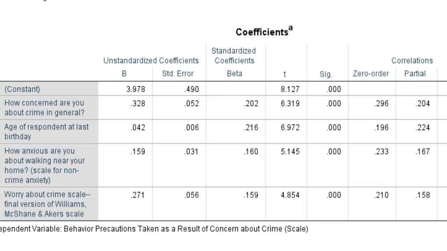So both in terms of the partial correlation squared and the beta coefficient, age, then concern about crime, then general anxiety, then worry about crime are the best predictors. All are significant and all are positively related. So if you were checking for a hypothesis, increases in age lead to increases in behavioral precautions taken, then that hypothesis would be supported and the null would be rejected because of the probability value in this regression model.